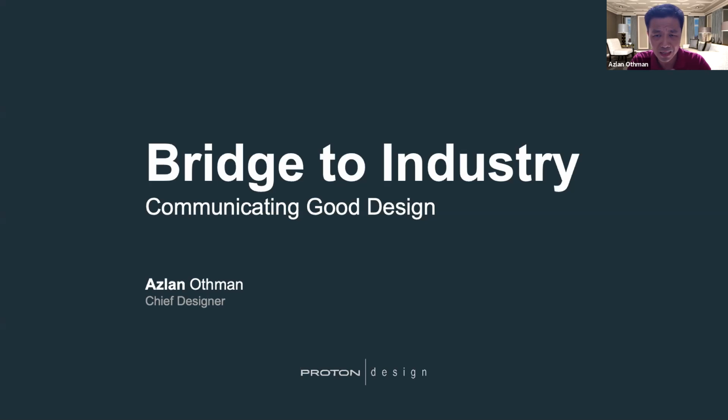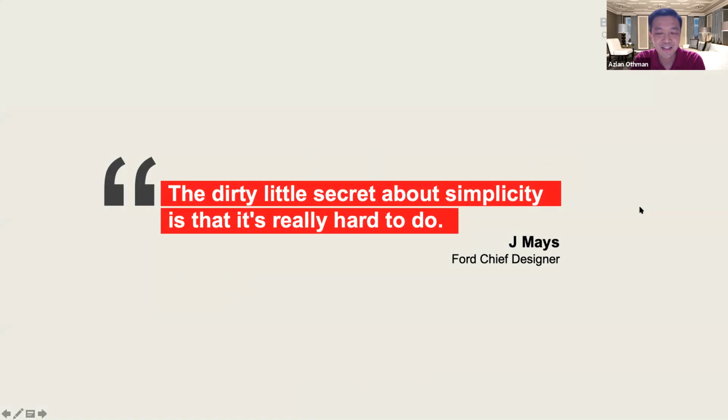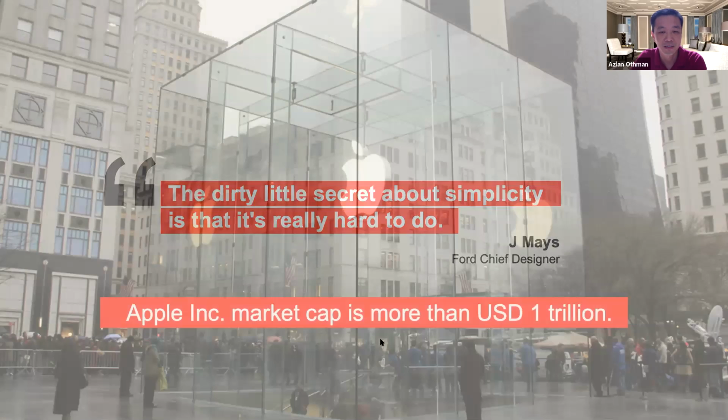So when I talk about design, it's not just industrial product design, it's engineering design as well, yeah? And so this is a quote from the Ford chief designer, J Mays. It says that the secret about simplicity is that it's really hard to do. Now, everyone talks about simplicity nowadays, right? Simple, pure, good design. But it's actually harder than we think to achieve that philosophy.